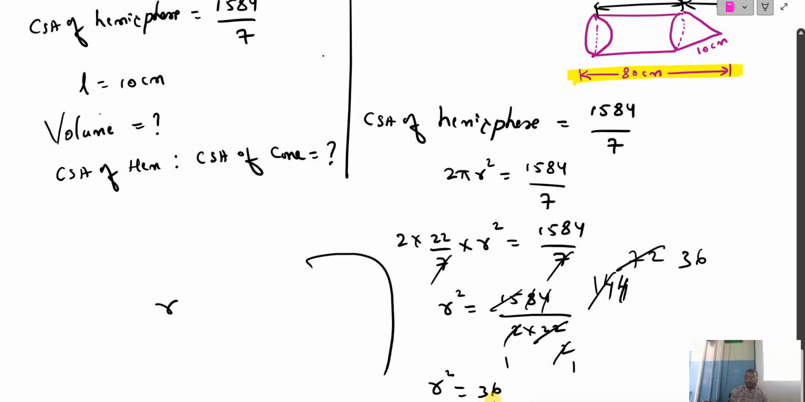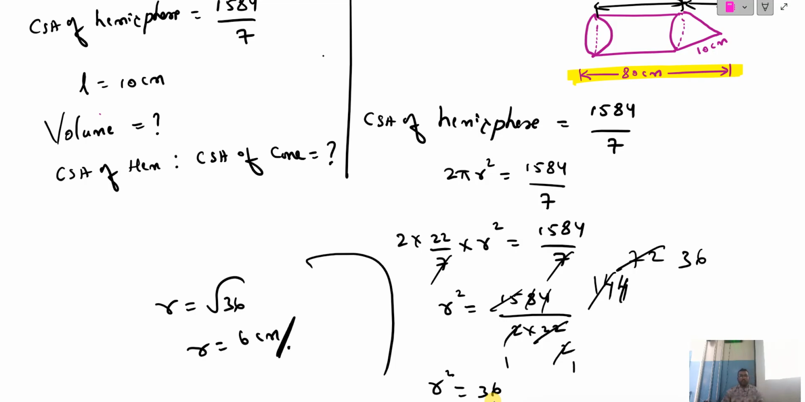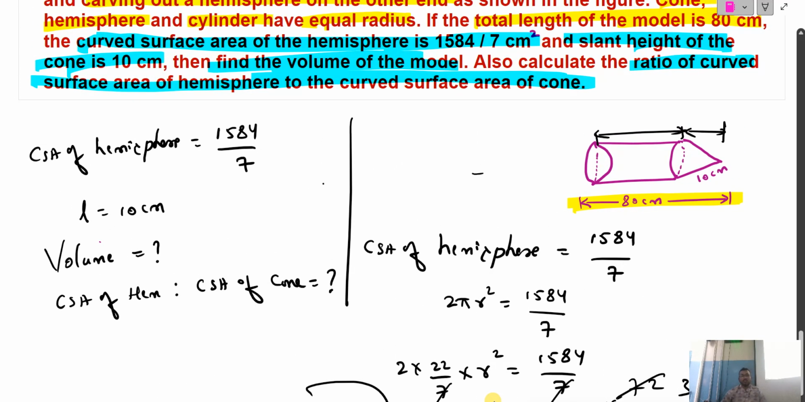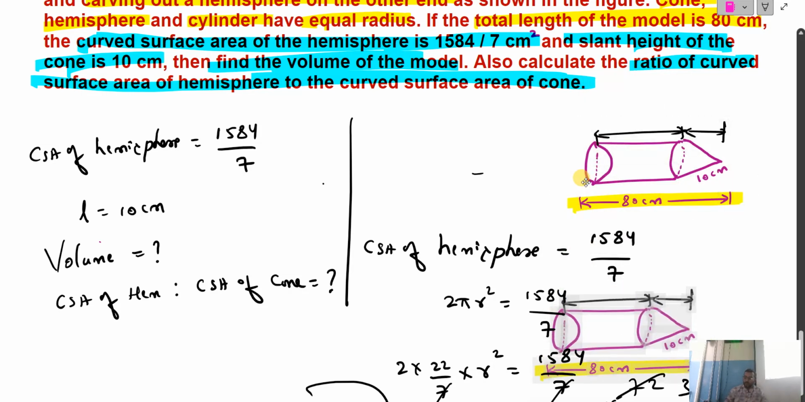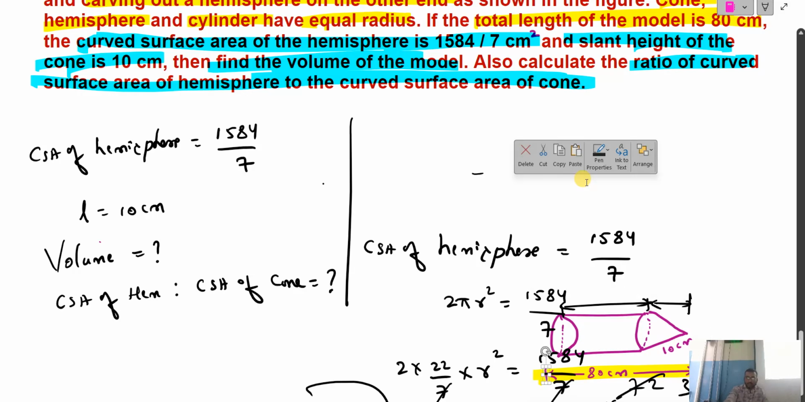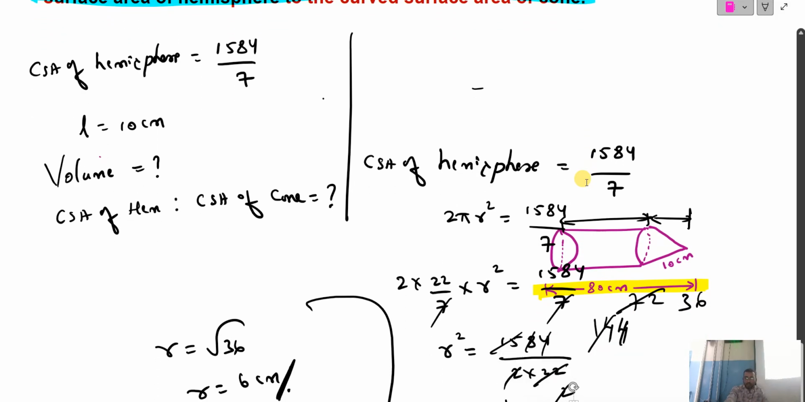Now we can say that therefore r is equal to root of 36. Then the value of r is 6 centimeters. We got the value of radius. Am I right? Yes. Now let me go ahead to this problem. Now what are they asking us to calculate here, children? As we know, they are asking us to calculate the volume. Am I right? They are asking us to calculate what? Volume.